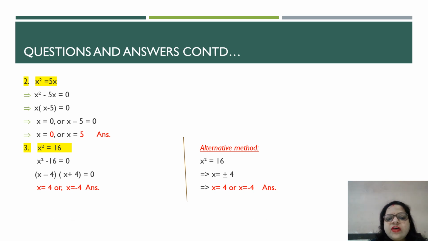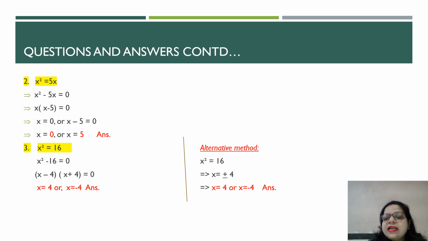And what is the formula for a square minus b square? a square minus b square is equal to a minus b into a plus b. Okay, so a minus b means x minus 4 into x plus 4 is equal to 0. So x value will be 4 or minus 4, and that is the answer.